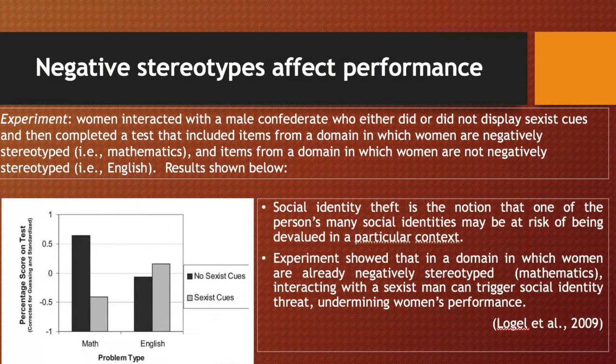Logel also conducted experimental research on this topic. The chart indicates that women actually perform much better in math than in English in the part of the experiment with no sexist cues. The reverse was true during the part of the experiment with sexist cues, where they performed much better in English, thus confirming the stereotype. Logel also found that in a domain like math, in which women are negatively stereotyped, interacting with a sexist man can trigger social identity threat and undermine the woman's performance.